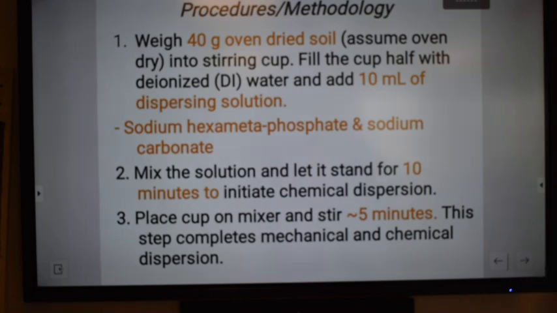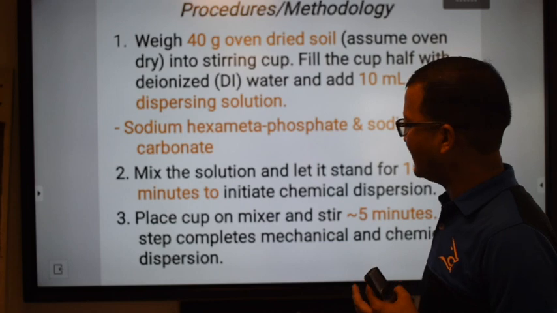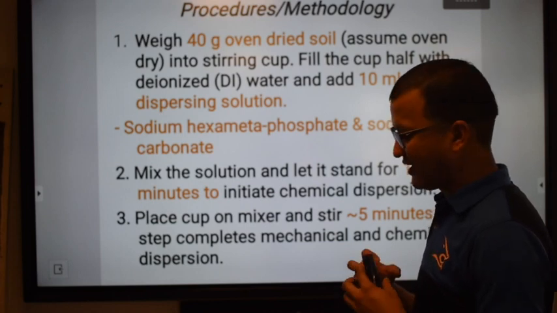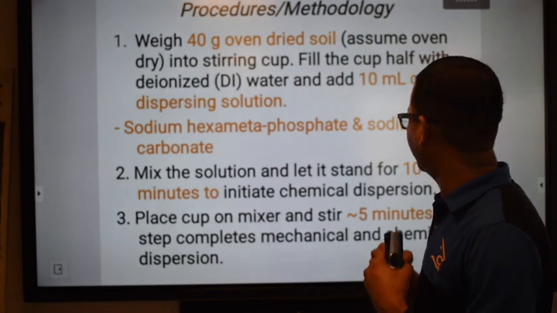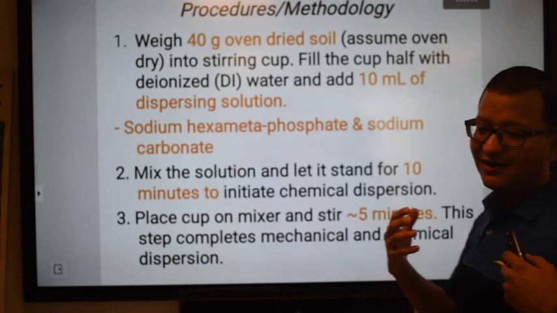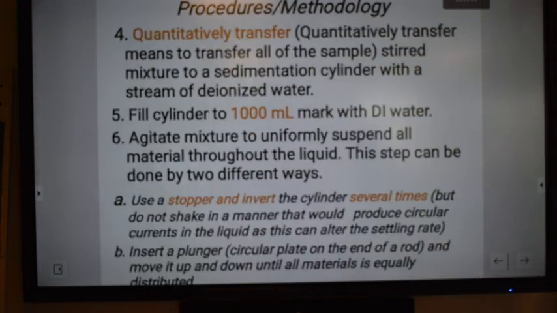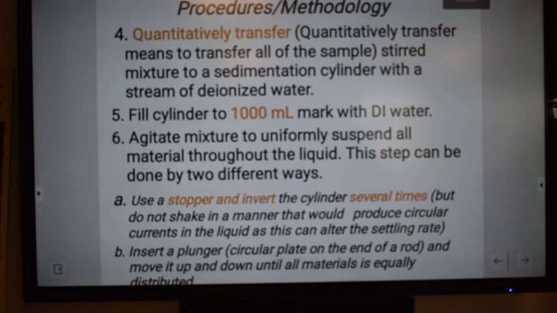So what we are doing here is basically we are trying to disperse all those individual particles, sand, silt, and clay. We are trying to disperse that using mechanical force and also using some chemicals, so that we can measure those particles individually and determine the texture of that, right? So after the mixing, then we will transfer all that sample to the sedimentation cylinder.